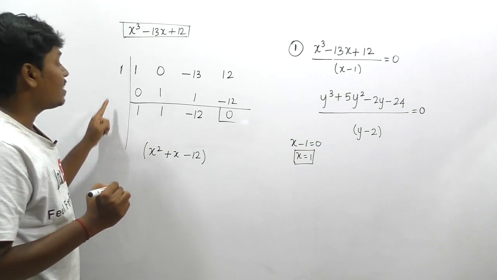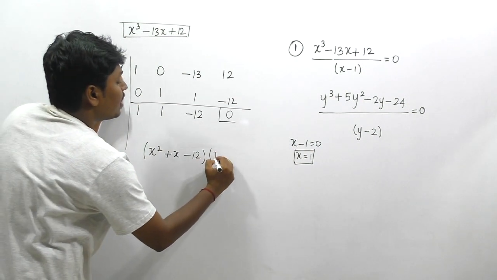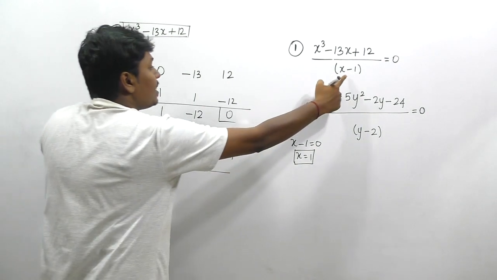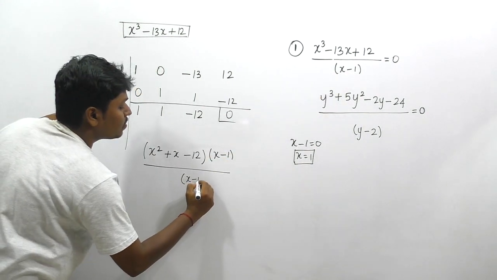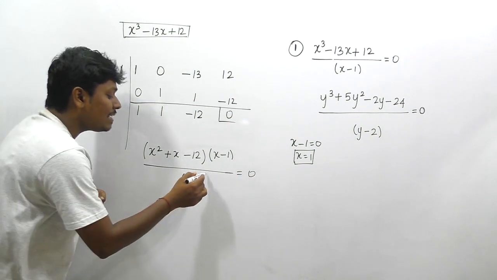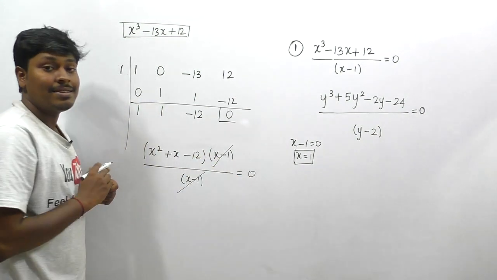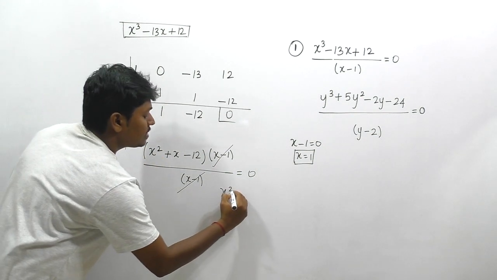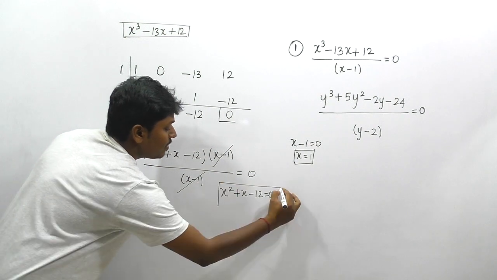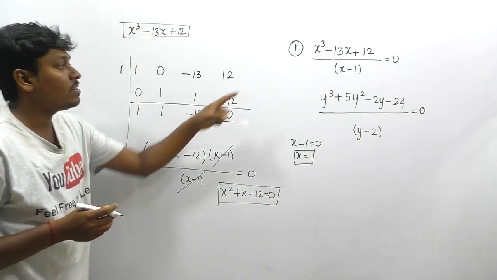Listen carefully friends, and here which we are having one root, that is x minus 1 divided by the denominator which we have given, x minus 1 is equal to 0. Friends, can you understand this? Right? Now I can say that x minus 1's cancel, so remaining part will be x square plus x minus 12 equal to 0. So finally we have obtained the quadratic equation for the question number 1.